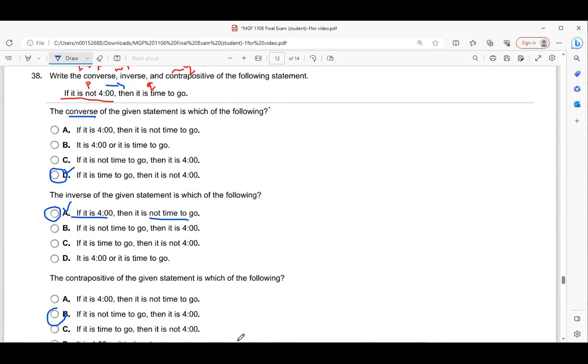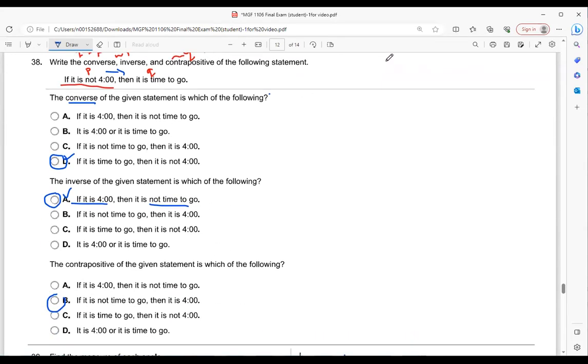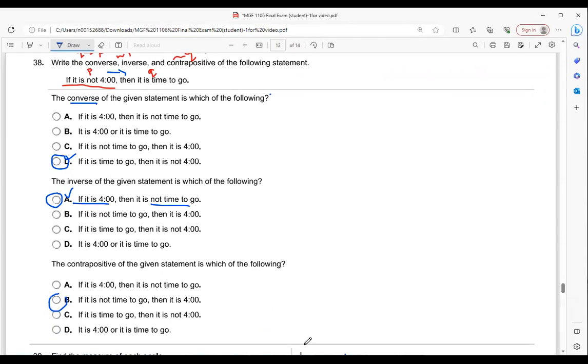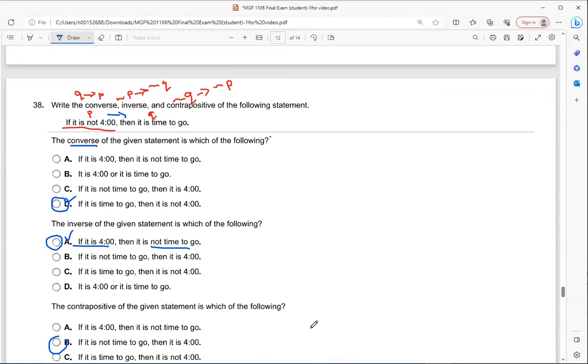And then the contrapositive. To find the contrapositive, we take the negation of that converse. So it's not Q, then not P. That's the order we want to see this. So not Q, then not P. So not Q would be not time to go. And then not P would be that it is 4 o'clock. And that should be letter B.